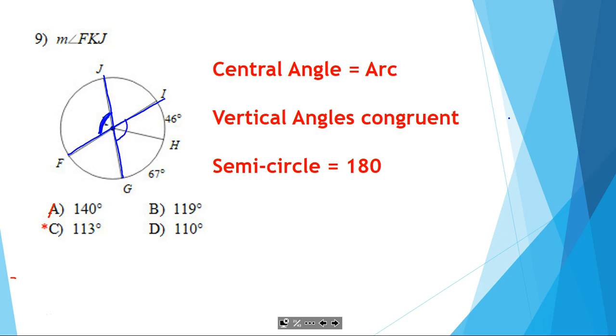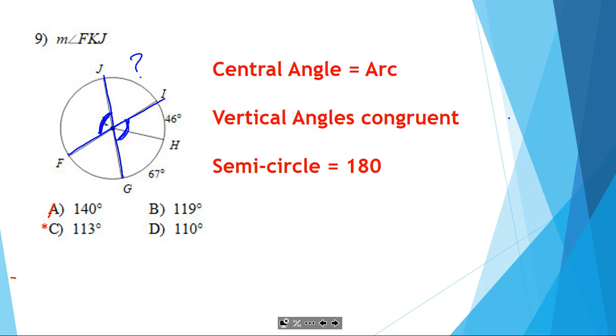So to find the angle over here, all I have to do is add these 2 together, 46 and 67, which means that the angle on the opposite side, FKJ, is going to be the same measure. Now, I have a question for y'all. What if this is what we were trying to find? How would we find that?